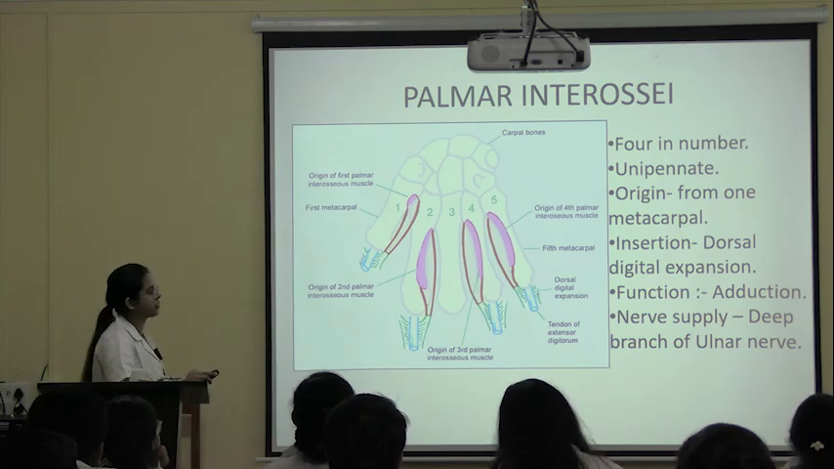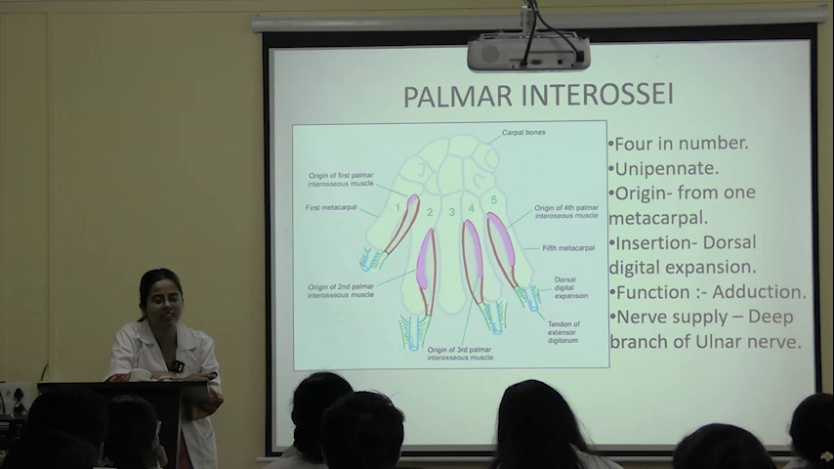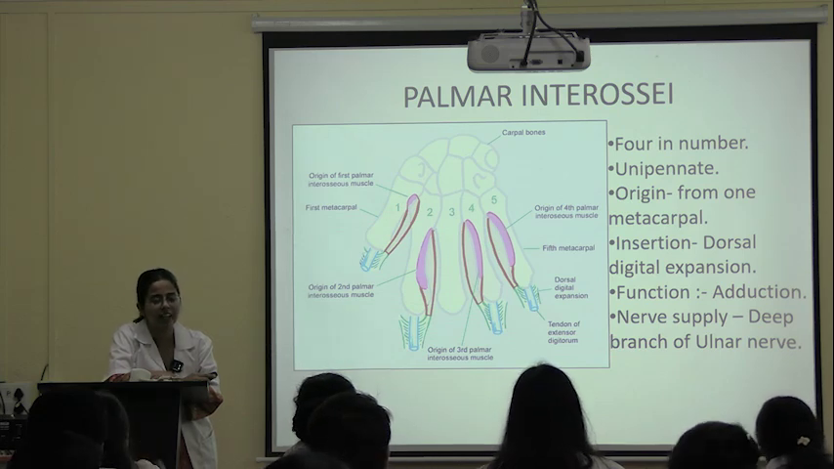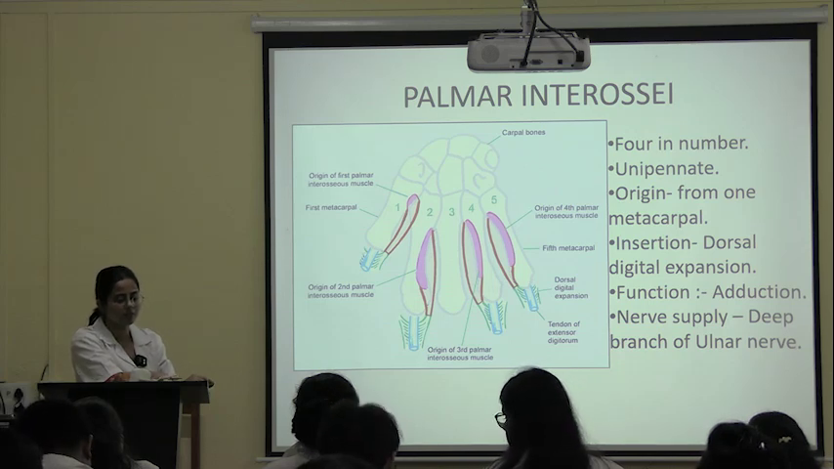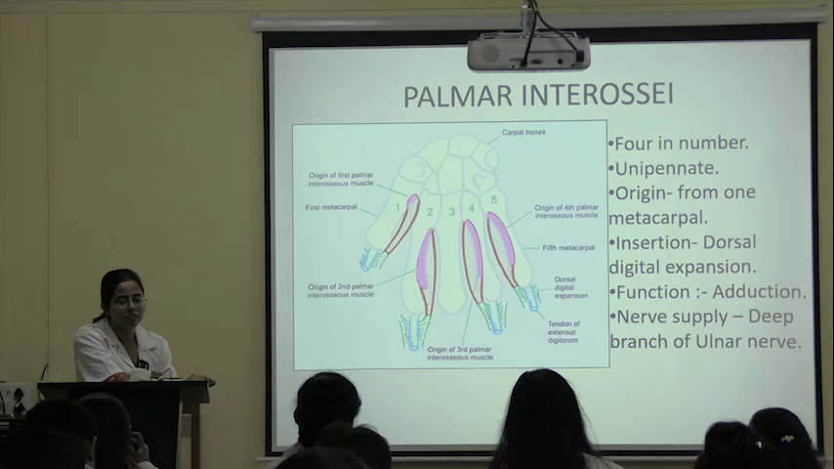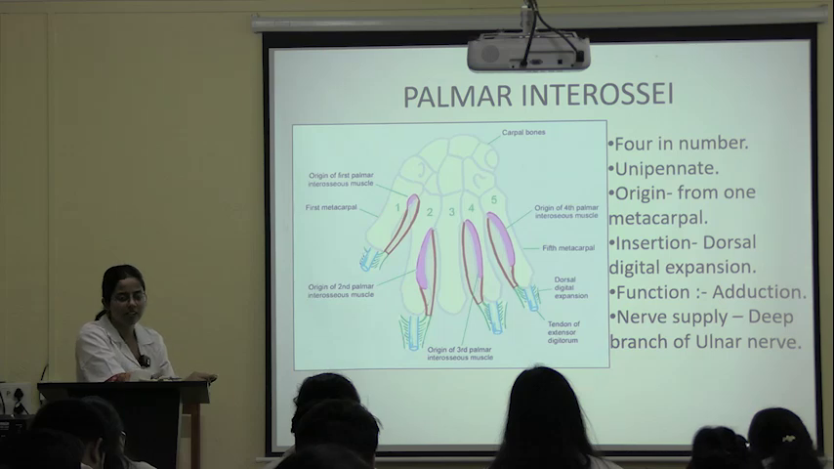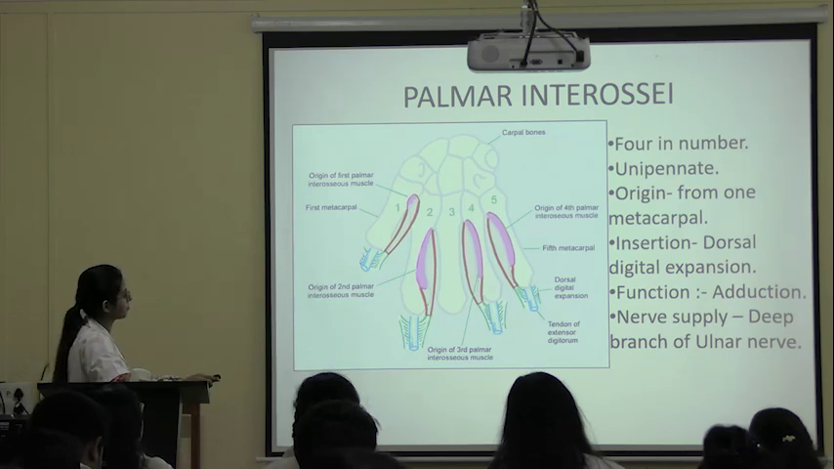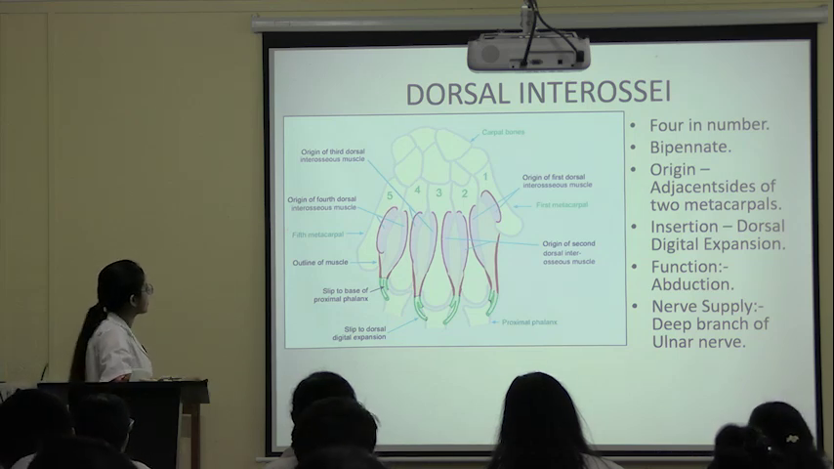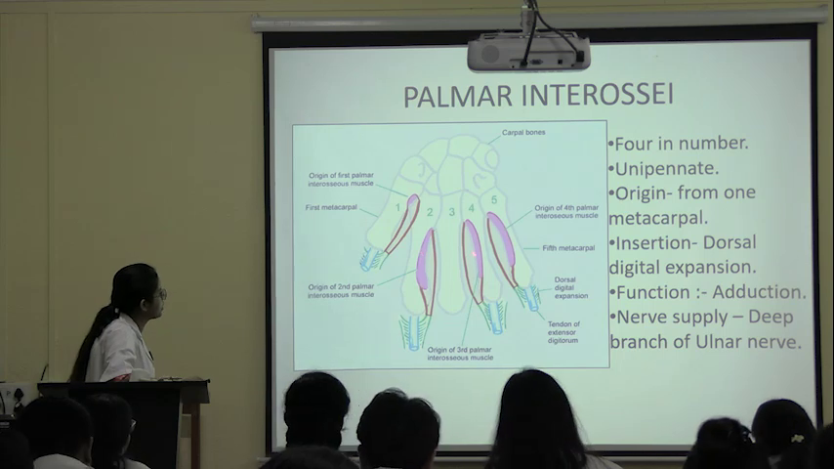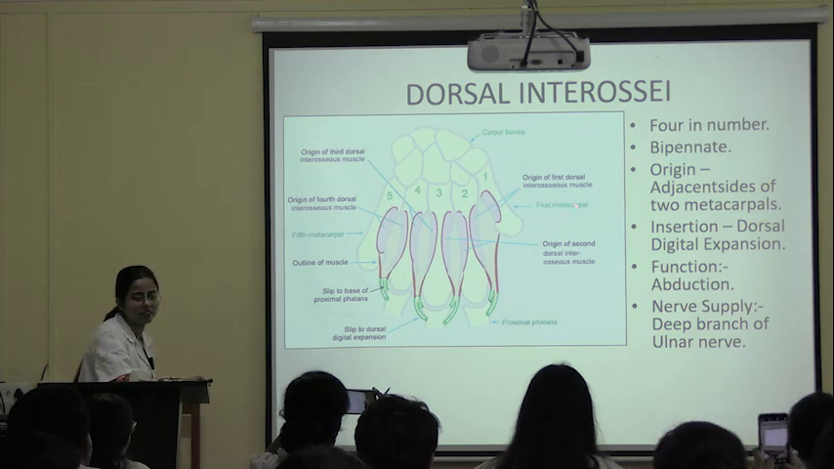Now when you read palmar interosseous and dorsal interosseous together, we get confused. So there is one mnemonic which is PAD-DAB. From PAD, palmar interosseous, adduction, and DAB, dorsal interosseous, abduction. Okay. So dorsal interosseous, now you'll understand. See the muscle, it is unipennate. Okay, and see the dorsal interosseous, it is bipennate.